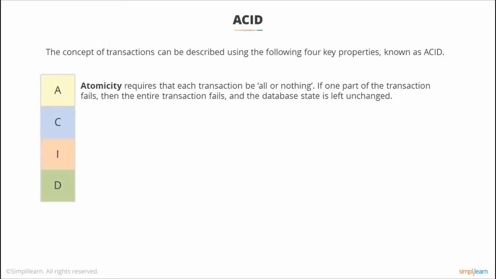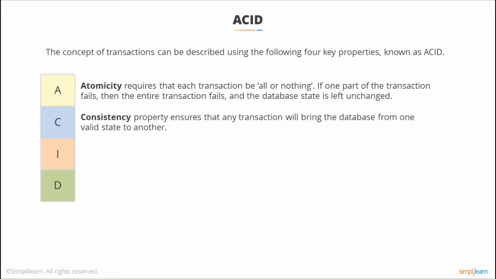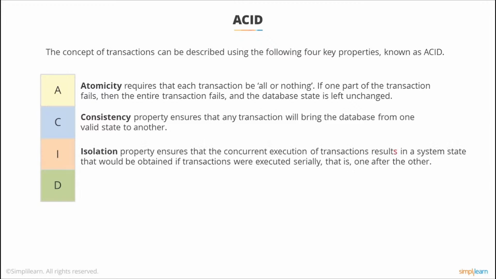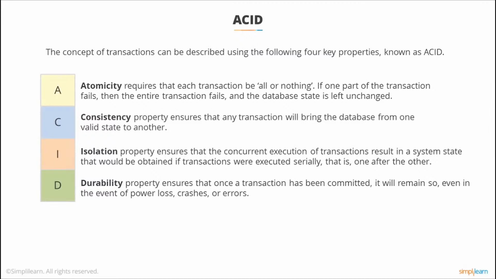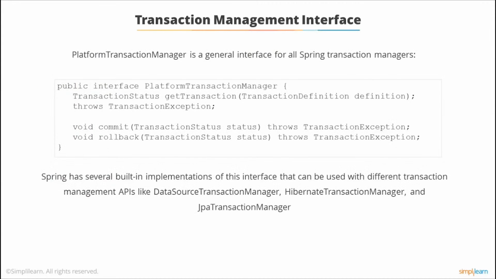It helps application developers to focus on the business problem without having to know much about the underlying transaction management APIs. The concept of transactions can be described using the following 4 key properties known as ACID. Atomicity requires each transaction to be all or nothing. If one part of the transaction fails, then the entire transaction fails and the database is left in an unchanged state. Consistency ensures that every transaction will bring the database from one valid state to another.